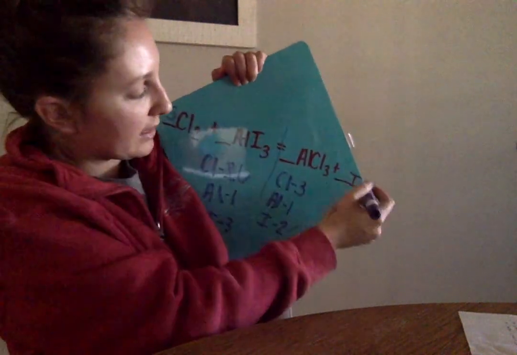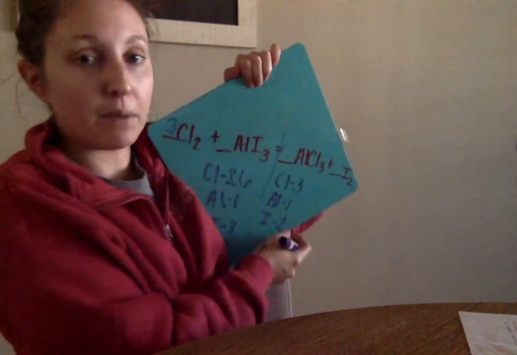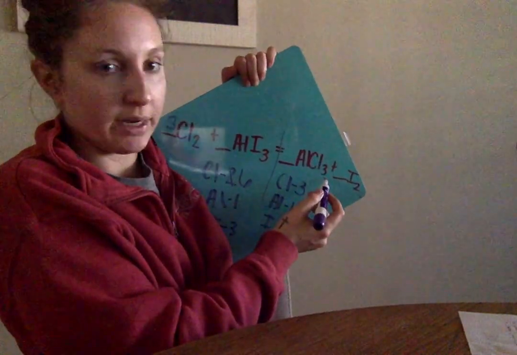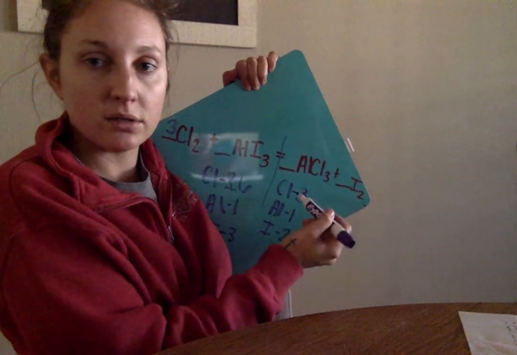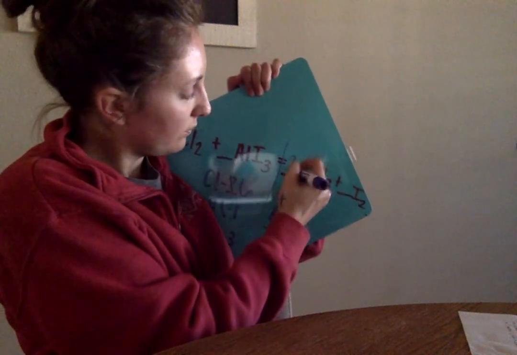Okay, now I want 6 on my right side, my product side. There's 3 of them already. This number is a multiplier. What times 3 gives me 6? A 2. Good job.